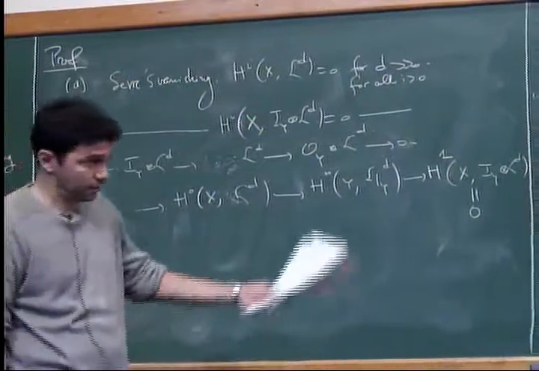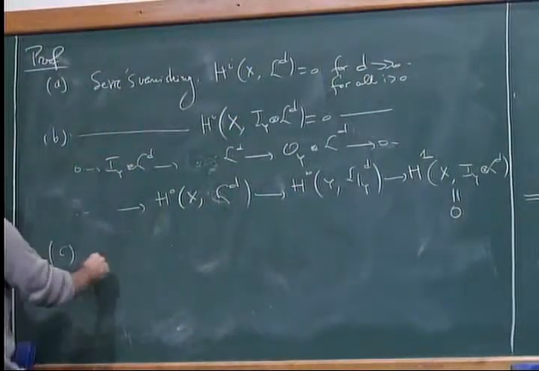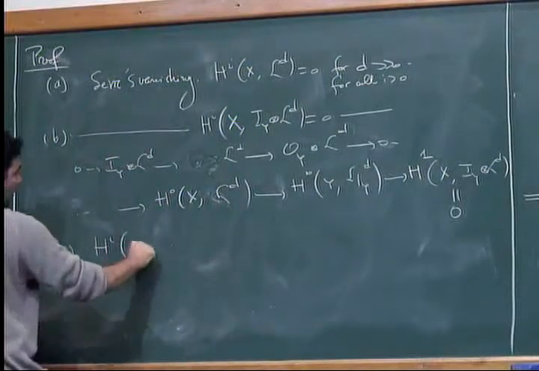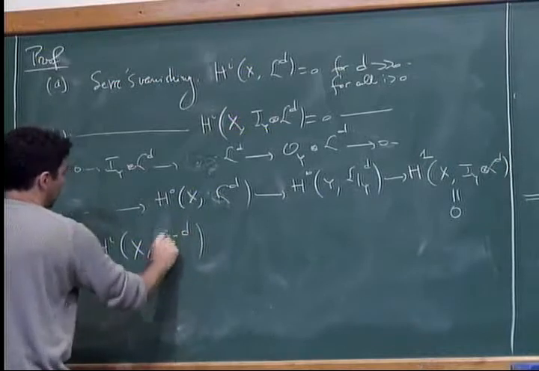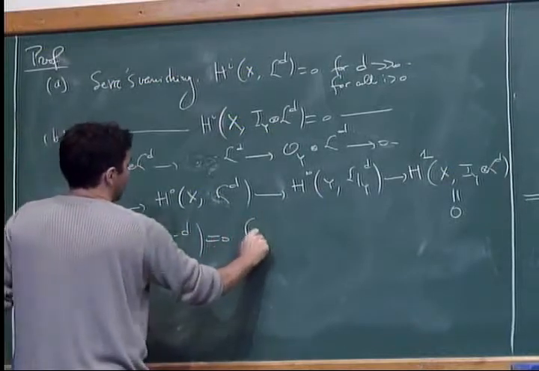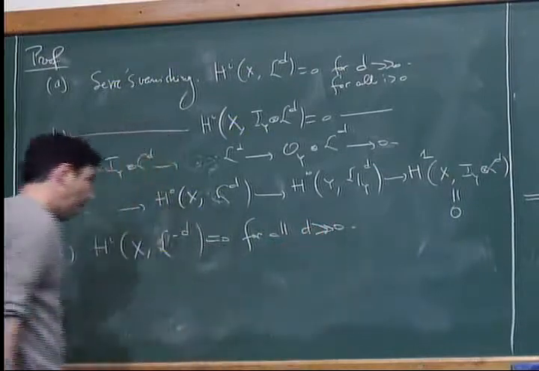But this is 0 by Serre vanishing, so again you apply the theorem. And C is exactly the same under the assumption that X is Cohen-Macaulay and X is equidimensional. You know that L^(-d) is 0 for all d big enough.